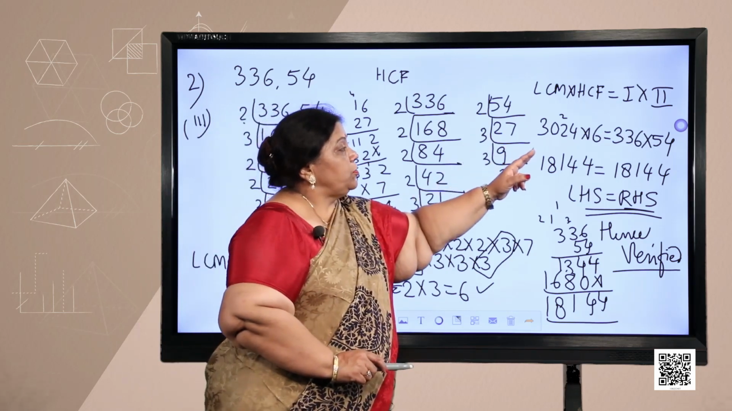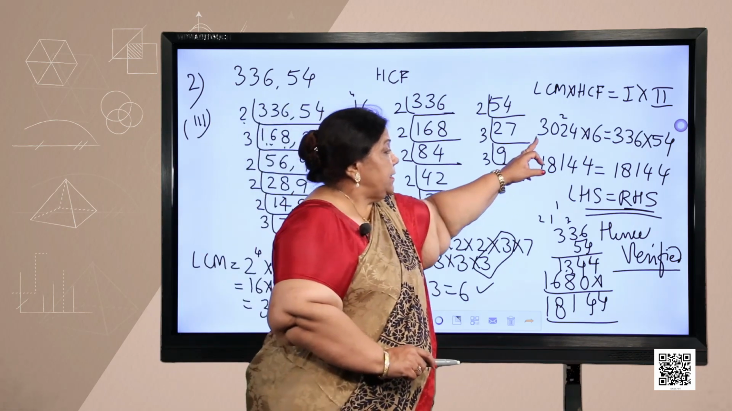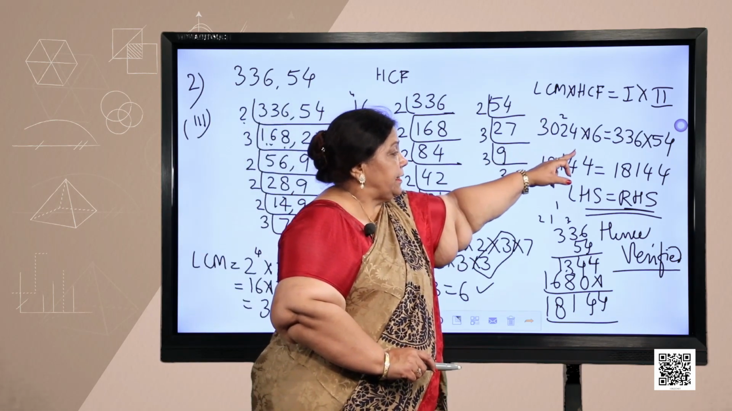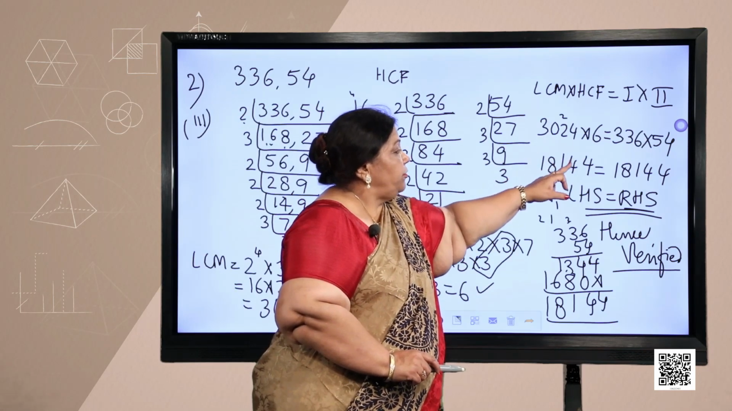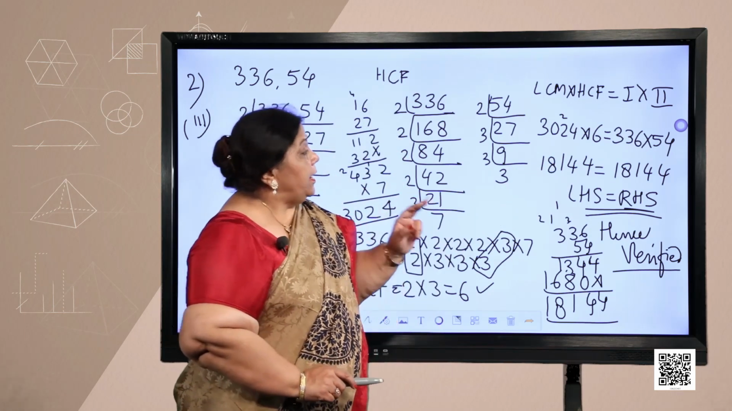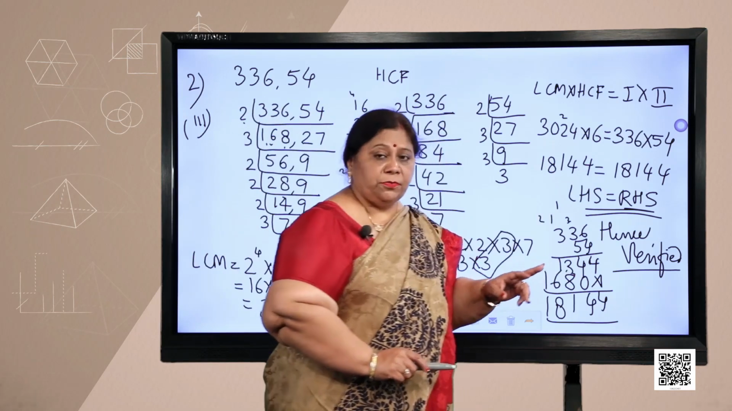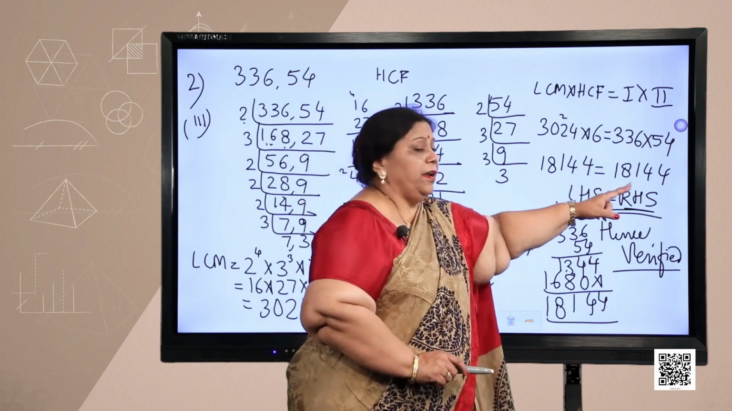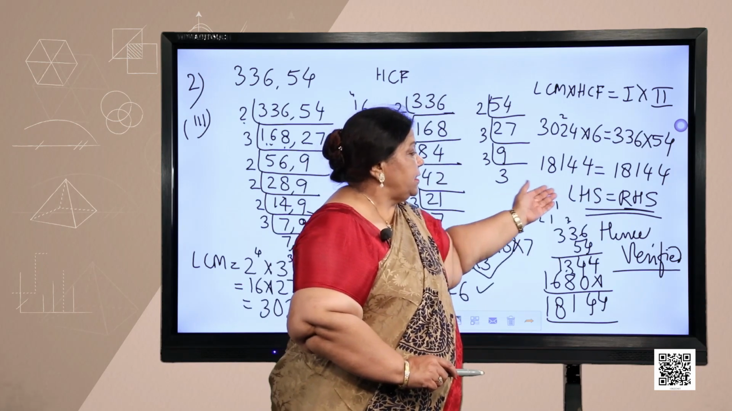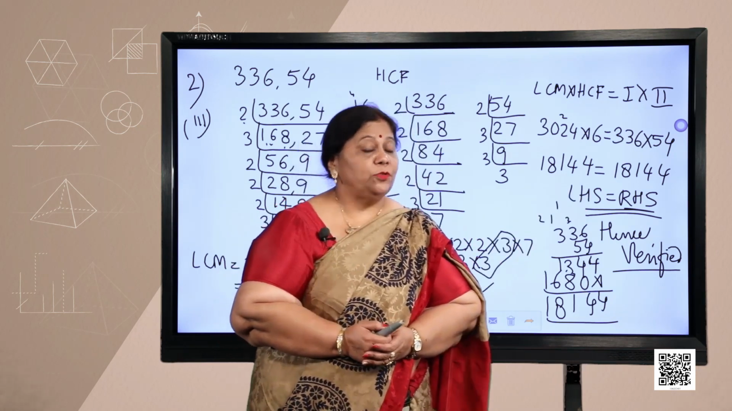Now, we need to verify the result. LCM into HCF is equal to product of two numbers. What was the LCM? It was 3024 and what was the HCF? 6. So, 3024 into 6 gives me 18,144 and the product of two numbers 336 and 54 also gives me 18,144. Thus, verifying the result as LHS is equal to RHS. Thank you. Let us look into the next question.